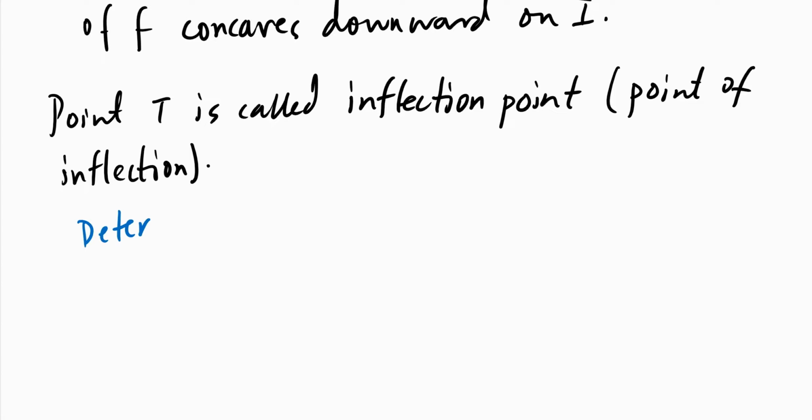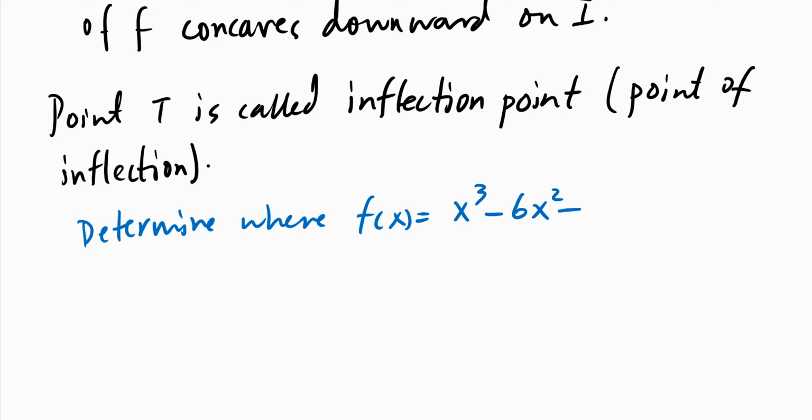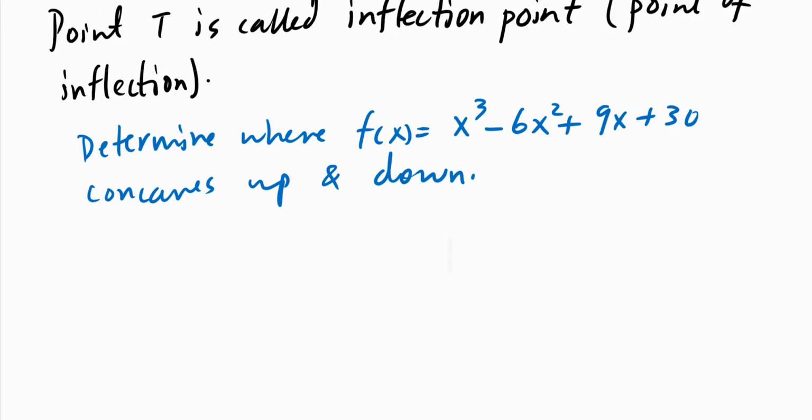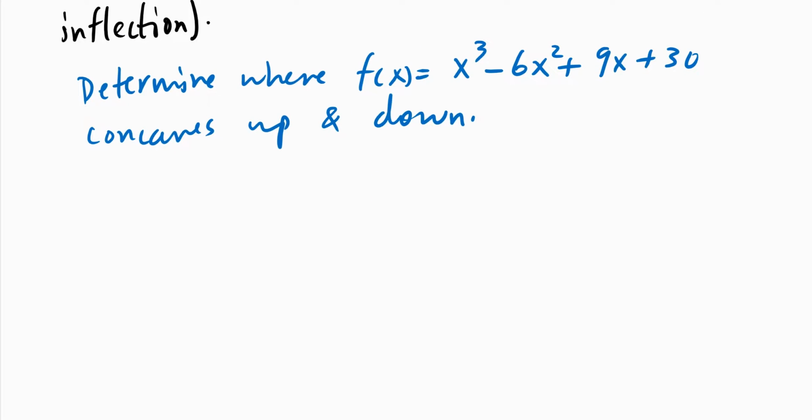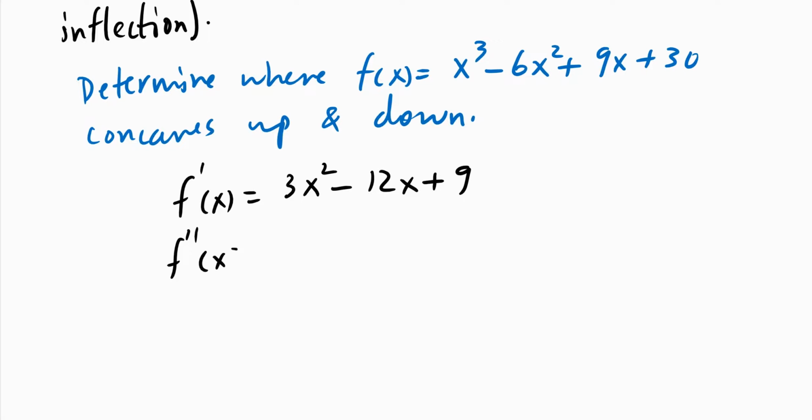Let's try to apply this to an example. Determine where f of x equals x cubed minus 6x squared plus 9x plus 30 is concave up and down. Notice that the concavity test is talking about the second derivative, so it would be nice to find the first derivative, which is 3x squared minus 12x plus 9, and the second derivative here is 6x minus 12.